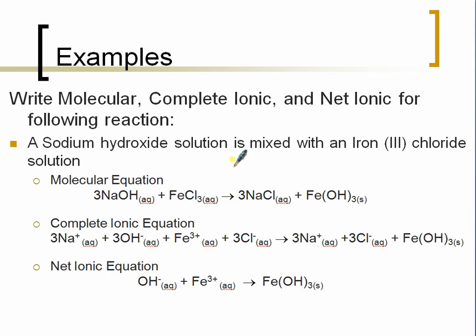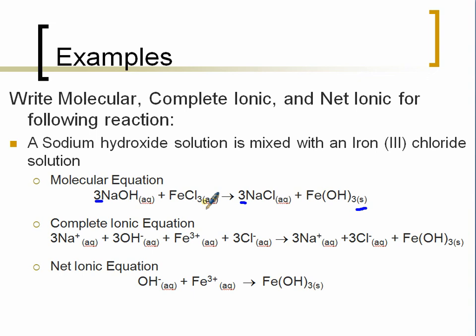All right, so what you should have done for your molecular is sodium hydroxide reacts with iron 3 chloride to form sodium chloride and iron 3 hydroxide. And that is the one that actually precipitates out. Everything else is aqueous. You should have also balanced it, so just don't forget your coefficients here.